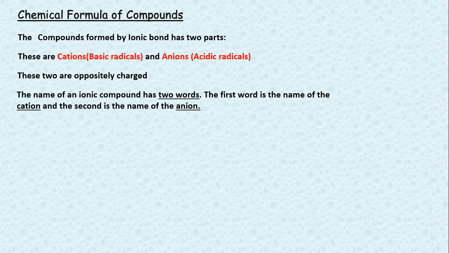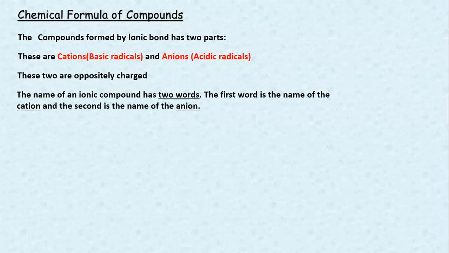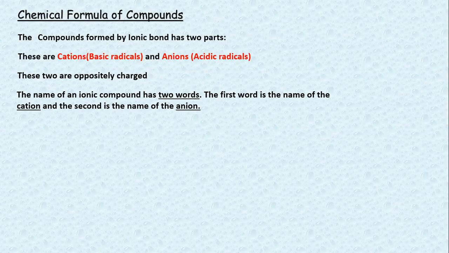This ionic compound has two parts in its name. Just like we have a first name and a surname, an ionic compound also has two name parts. The first part or the first name is always the cation, that is the positive ion, and the second part or the second name, that is the surname, will always be the anion.